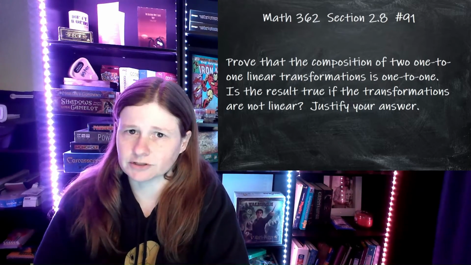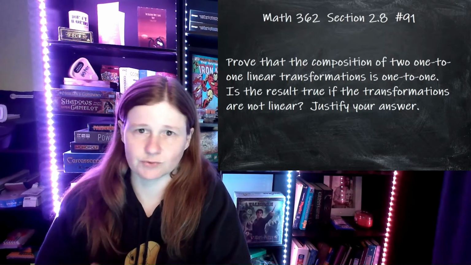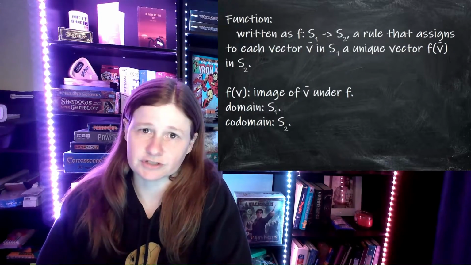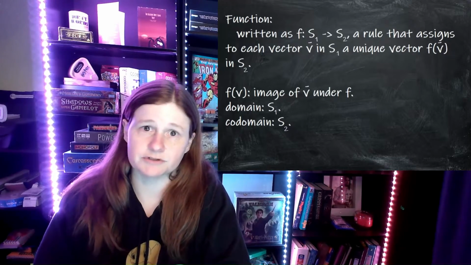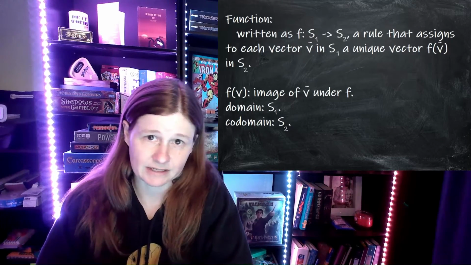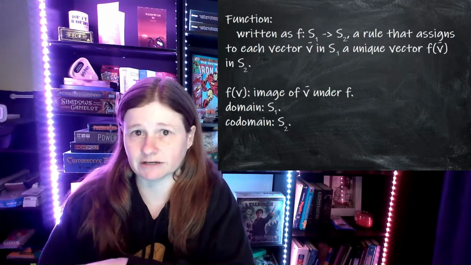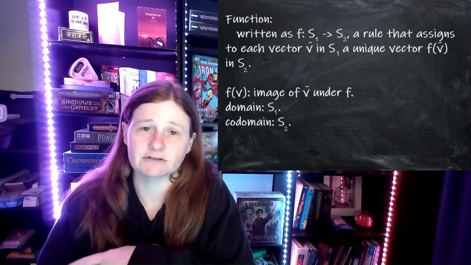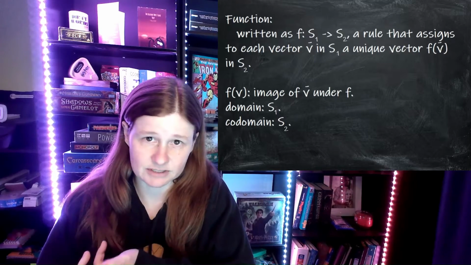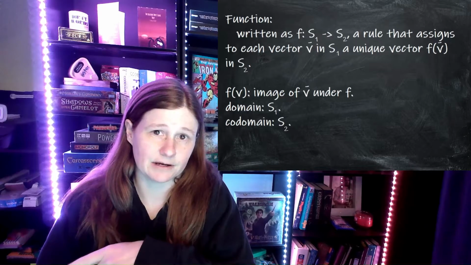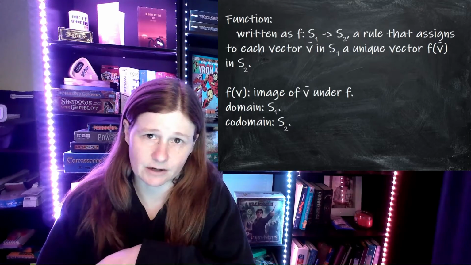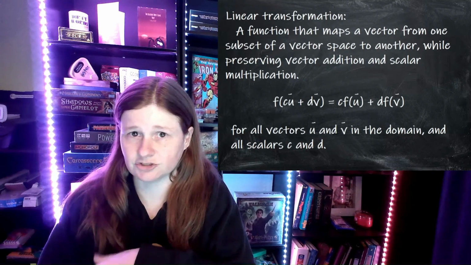So before we get started, let's talk about definitions. What do all these different words mean? Because there's a lot in here, right? Well, first let's just say, what is a function? A function is just some rule that's going to take one vector in our domain and assign it to another unique vector in our codomain. And the vector that it's assigned to in the codomain, we call that the image. And for this example, we're going to be calling the domain S1 and the codomain S2.